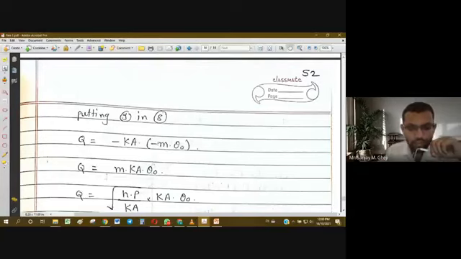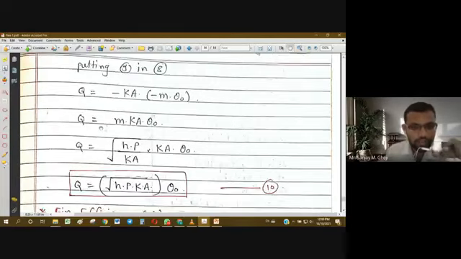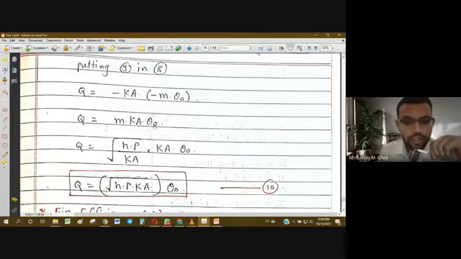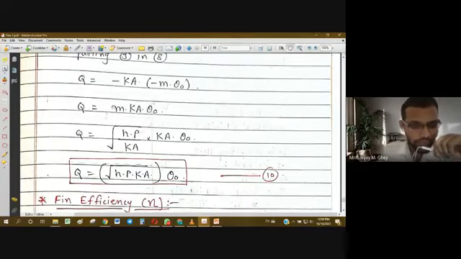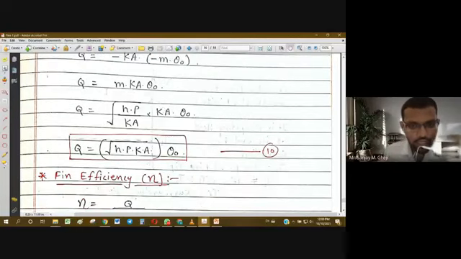Its value is just what we have obtained: minus m into theta 0. So minus minus cancels, and we are left with m into k into theta 0. Now m, we know, is not a mass. We have already defined this term, and it is substituted in the form of m square equal to hp upon k. So m equal to under root hp upon k. Now this k is taken inside, and so it will cancel out with one of the k.